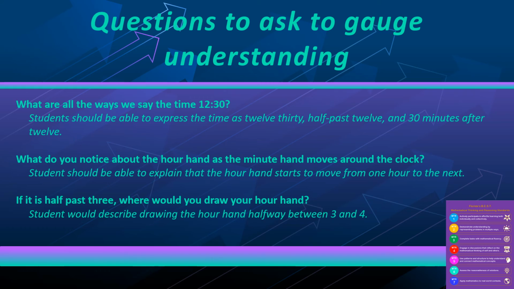And we could also ask, if it's 3:30, where would you draw the hour hand? This is an important concept for students to understand. We want them to make sure that they know at 3:30 we should have the hour hand halfway between the 3 and the 4.